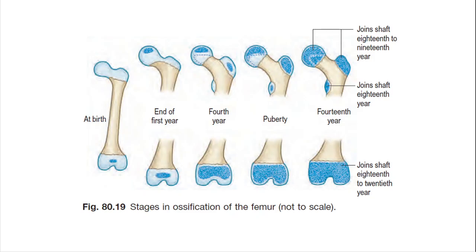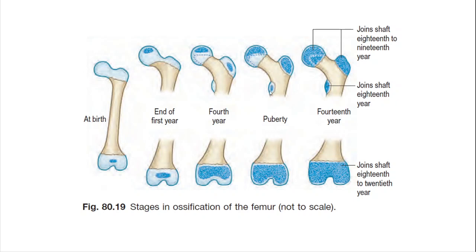Now about the ossification of the femur, just revising the upper end of the femur, secondary centers, when do they appear? For the head, it appears in the first year, roughly around the end of the first year. For the greater trochanter, it appears in the fourth year. For the lesser trochanter, it appears around puberty, 12 to 13 years. And when do they fuse? In the reverse order. The one which appears first fuses with the shaft in the end. So the one that is the last to appear is the first one to fuse.